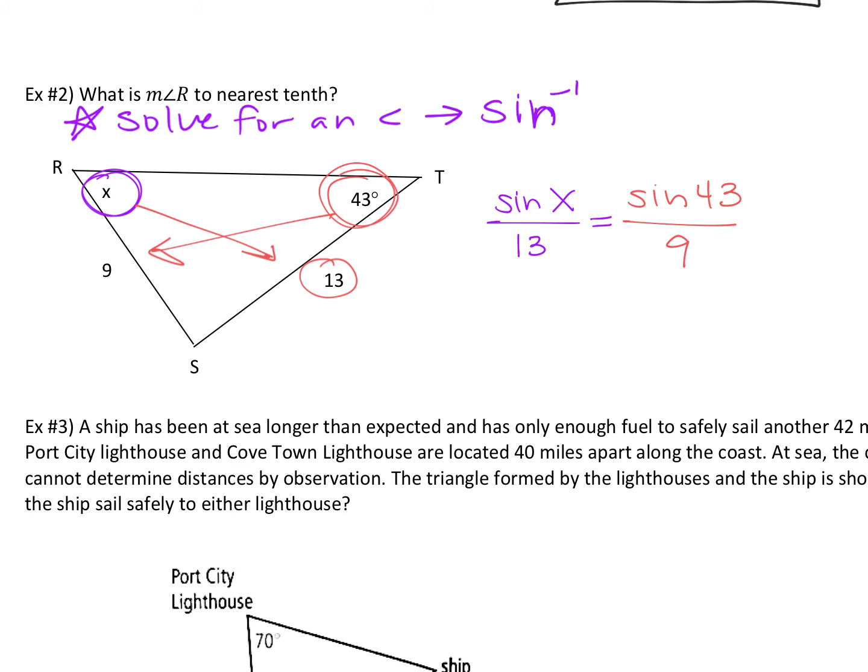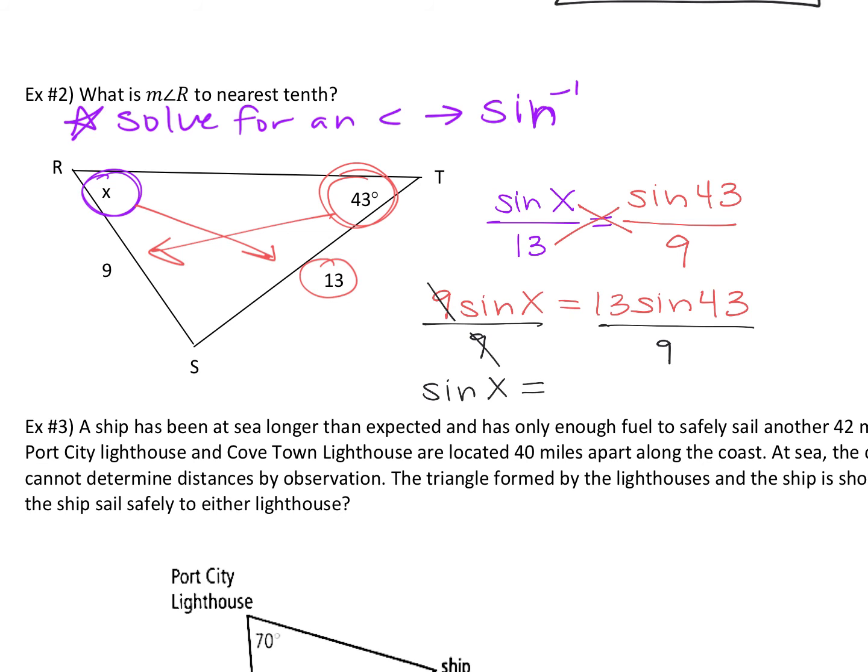Now we cross multiply. When we cross multiply this, again, I would put the 9 out in front. So 9 times the sine of x equals 13 times the sine of 43. Now here's where I feel like a lot of mistakes get made. It's 9 times the sine of x. The sine of x is representing a number. So we don't just divide by 9 sine, because that doesn't make sense. Instead, we're going to start by dividing by 9, and then you get the sine of x equals 13 sine 43 over 9.